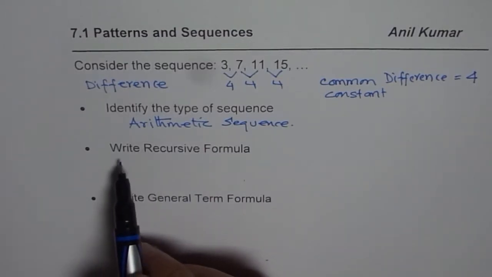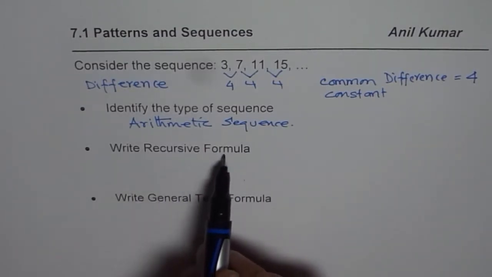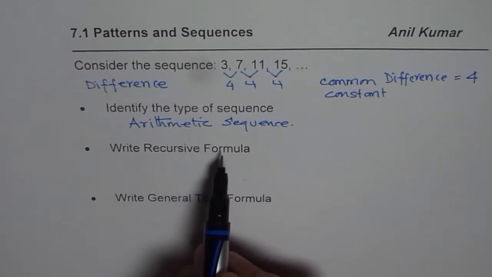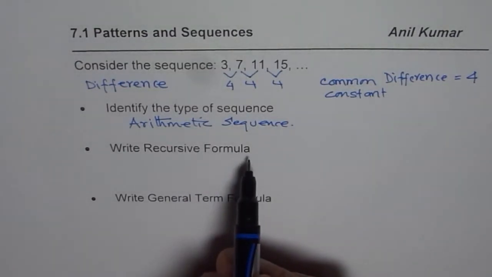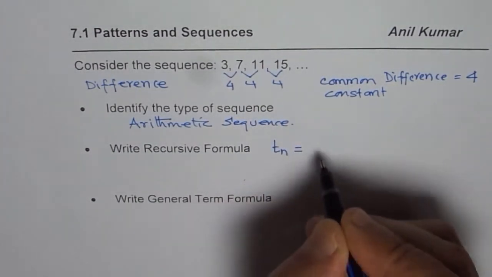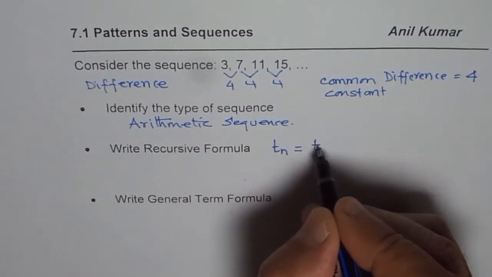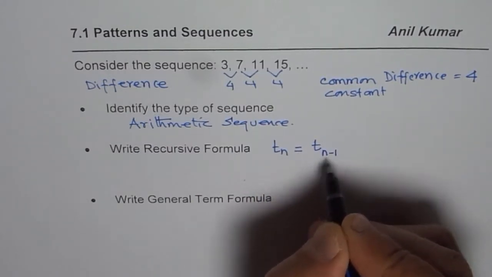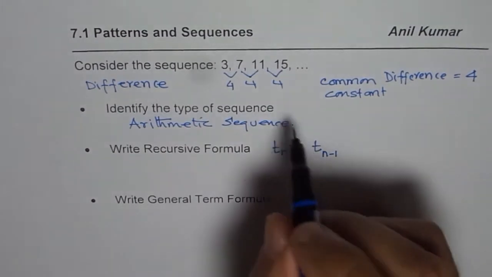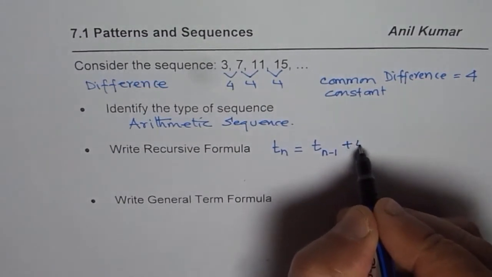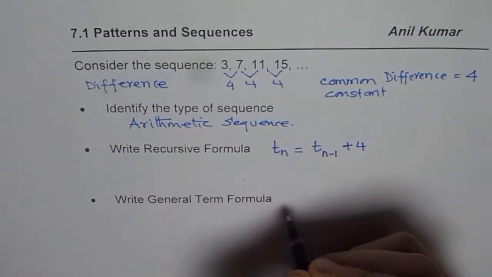Now the second part of this is to write recursive formula. Recursive means with the help of previous term we are trying to find the next term. That is the whole idea. So in general we say Tn, nth term, is equal to T of n minus 1, the previous term. How do you get the next term? In this particular case, we get the next term by adding 4. So that becomes the recursive formula.